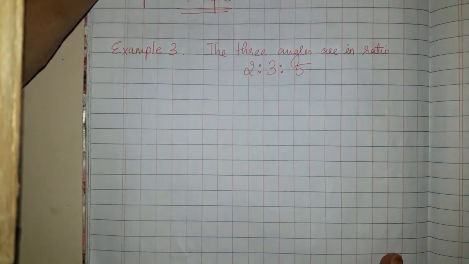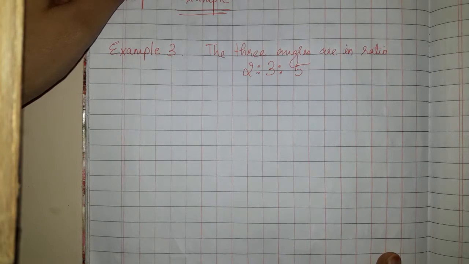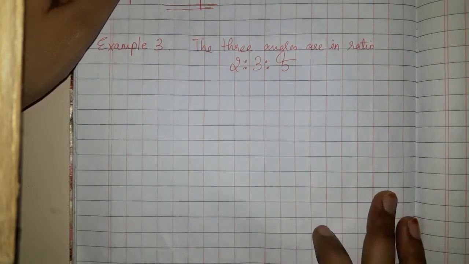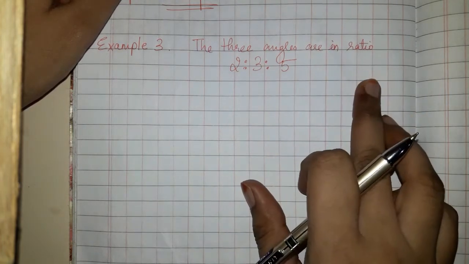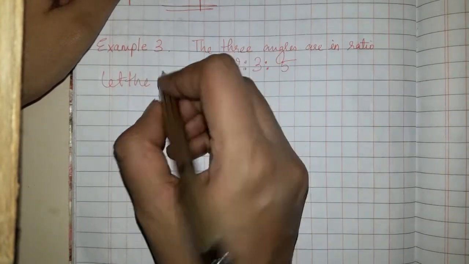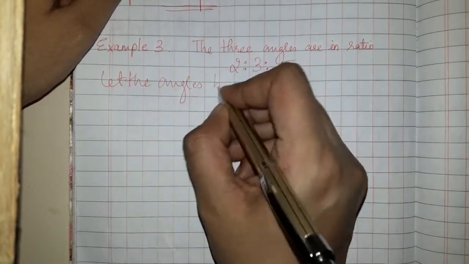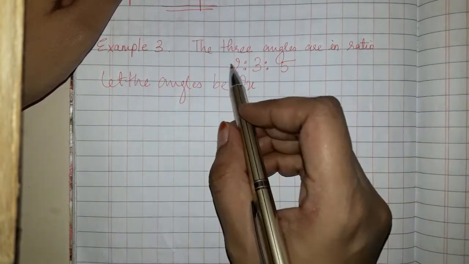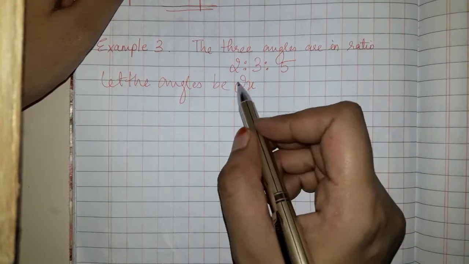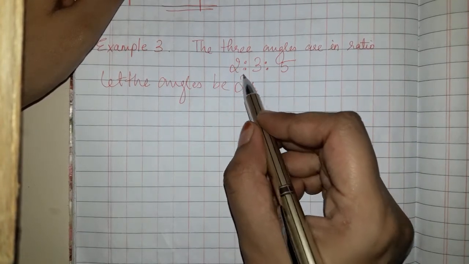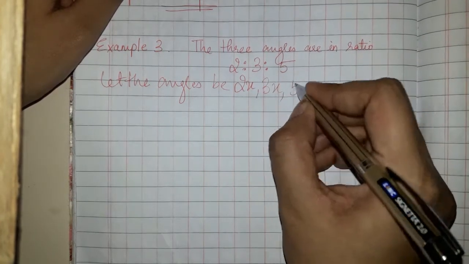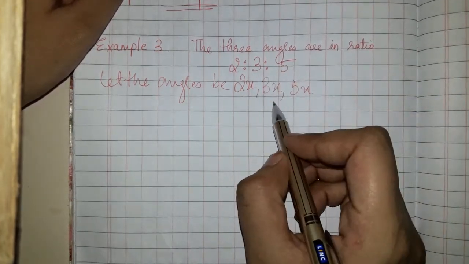Now let's take the third example. In this example, we will be taking the angles not in degrees but in ratio. Remember, whenever angles are given to you in ratio, consider them as 2x. As they are in ratio, we cannot do the calculation, we need to separate them. How to separate them? We write x in front of them. So the first angle is 2x, second angle is 3x, and the third angle is 5x. Now we have got all the three angles.